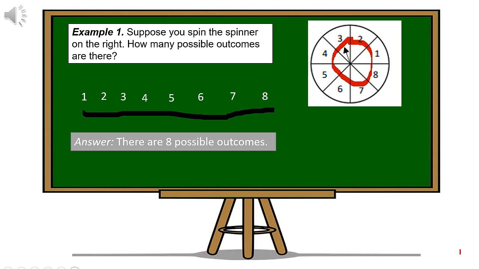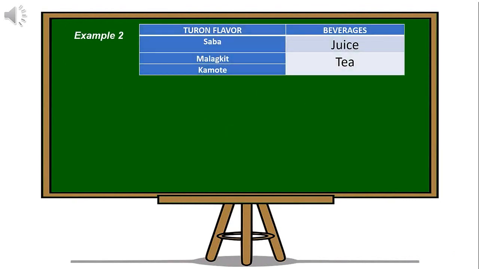Did you get it, children? Okay. Let us continue with example number 2. Look at the menu. The table shows about the turon flavor and beverages. Question: how many ways can you order snacks?